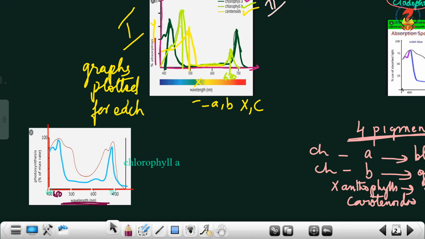So, from this what can we infer? Once again I am repeating, I superimposed. When I superimpose, we must see that it is correctly aligned. The X and Y axes should be correctly overlapping, and see the graphs.